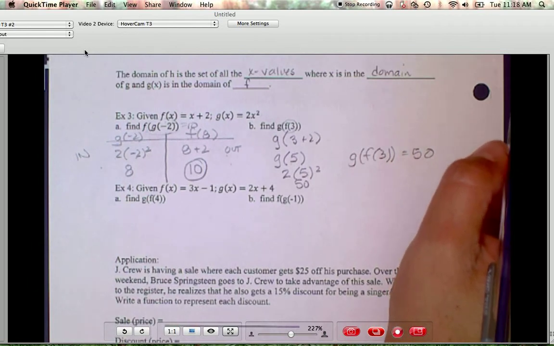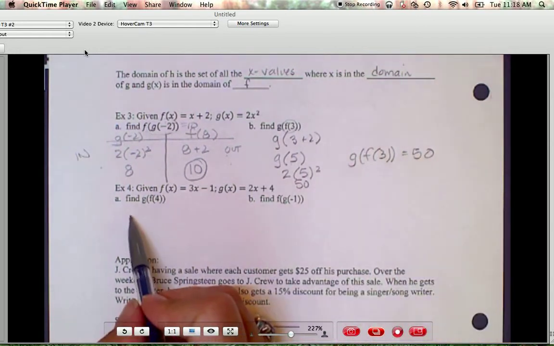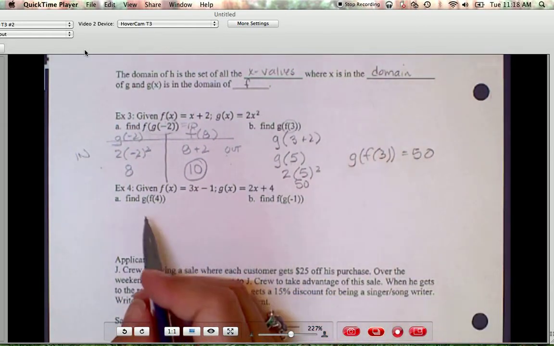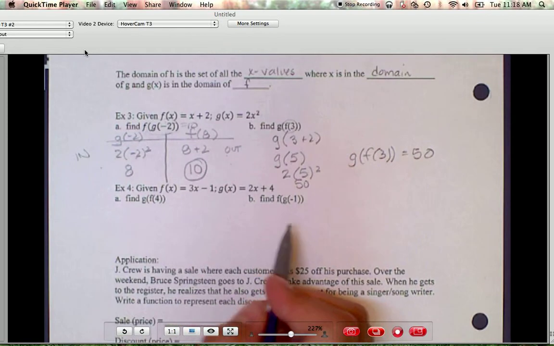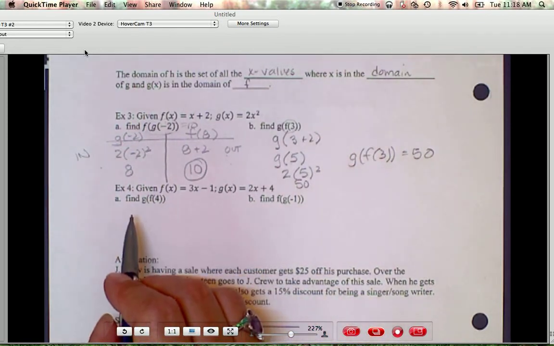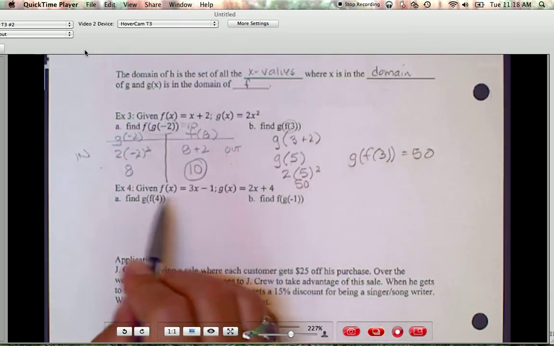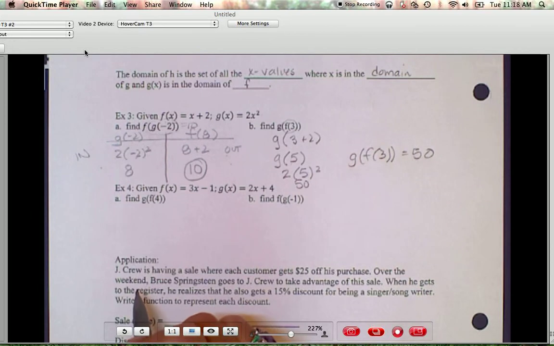So I want you to see how well you can do on example 4. Try A and check it, and then try B and check it if you'd like. So pause here and do just A. And pick a method that you think made the most sense to you. Okay? Pausing here, do A on your own.